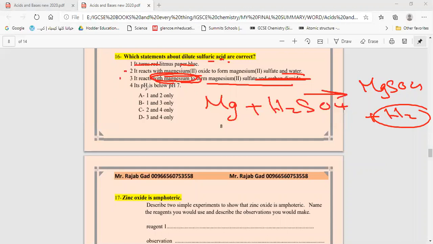Its pH is lower than 7, correct, because acid is from 0 until 7. So this one is correct, and number 2 is correct. So the correct answer is 2 and 4. Next question.